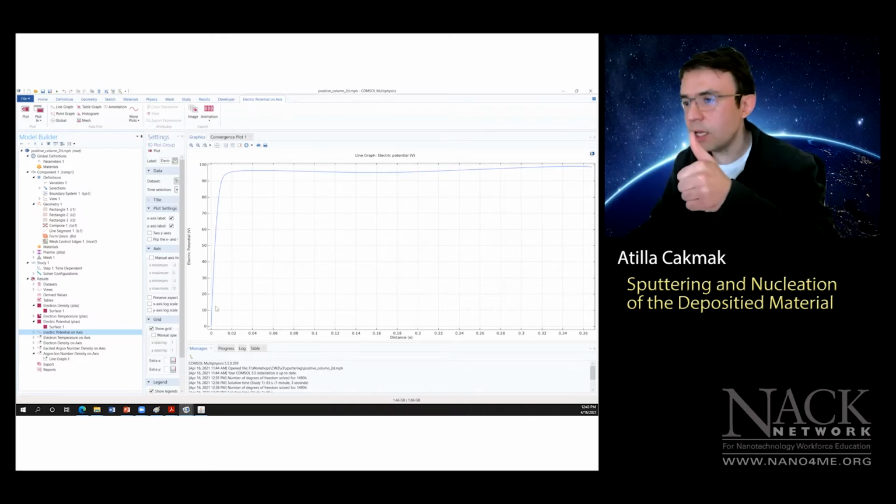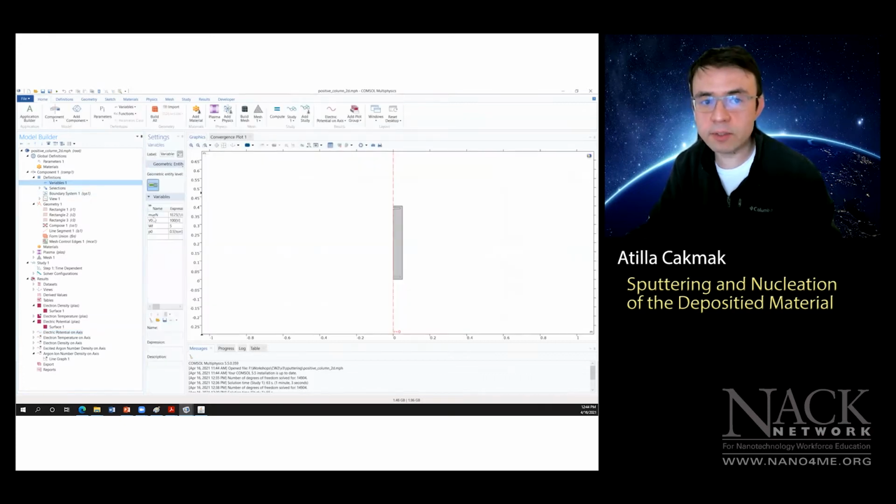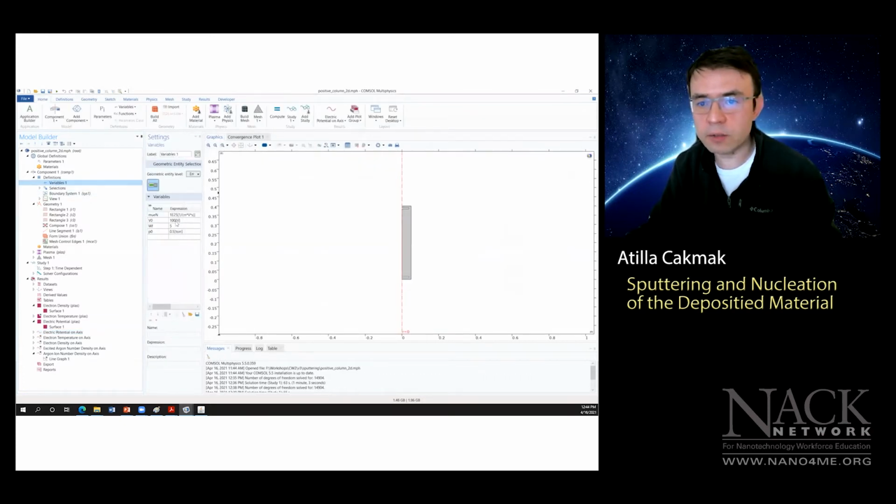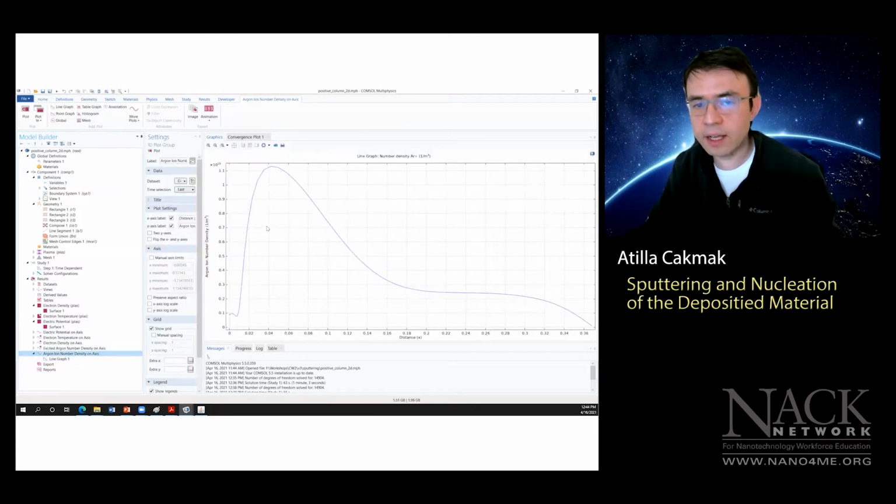So finally, we were able to get a self-sustainable and good plasma trigger occurrence inside our plasma. How did we do that? We just had to apply a higher voltage value. 100 volts gave us that. Now let's look at the ion numbers.